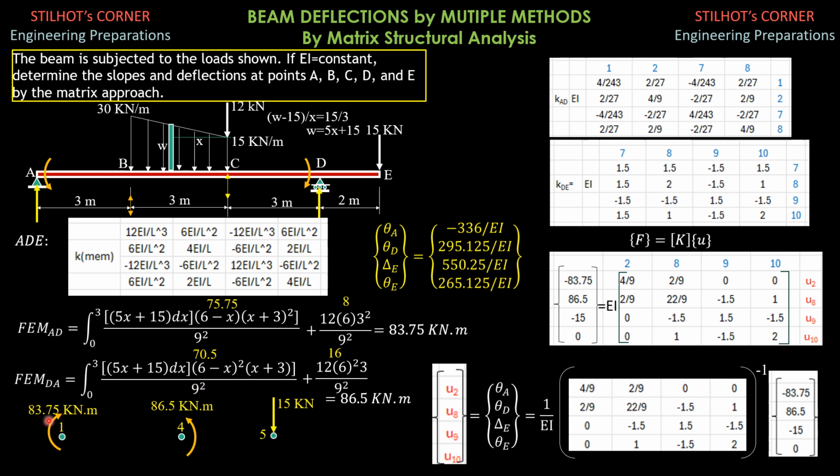So this is a negative load because it is clockwise. Then at B, this is clockwise, so the load is counterclockwise, 86.5, and finally at E, just copy the load, 15 kilonewton downward. So the stiffness of AD, substitute into this member stiffness, elemental stiffness, is 12.